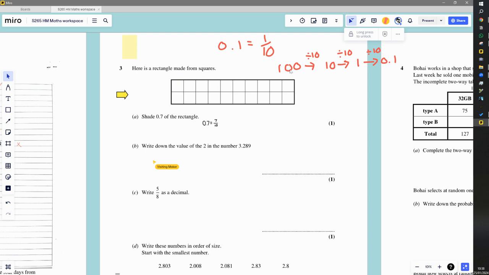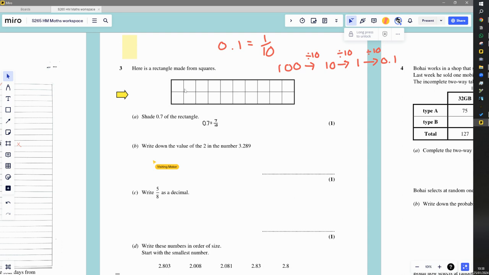If we imagine going from 100 to 10 to 1 to 0.1, we're continually dividing by 10. So 1 divided by 10 is 1/10 by definition, really. That's what it means, 1 divided by 10. So 0.7 would be 7 times that, so it's 7 divided by 10.